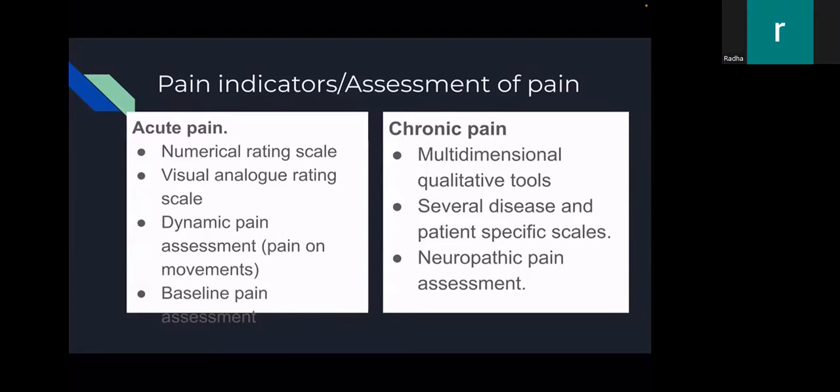So both for research and study and for treating patients, we are going to use the assessment. In that also, we have clear demarcations for acute pain and chronic pain. From the acute pain point of view, we have the standard numerical rating scale, visual analog scale, and dynamic pain assessment. Why is dynamic important? Sometimes they may say, oh, I don't have any pain when I'm at rest, only when I start to move, I have pain. And you also need to know the baseline pain assessment. Again, as we saw in all these things, first assessment, then reassessment regularly is very, very important.